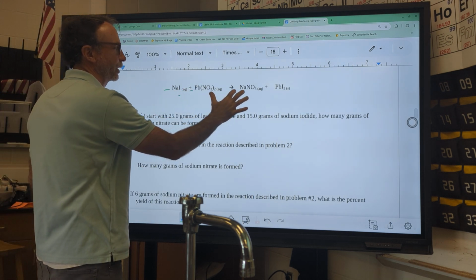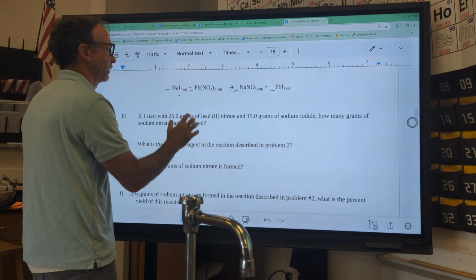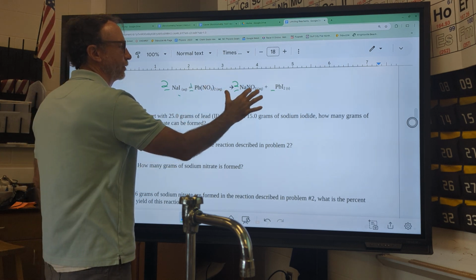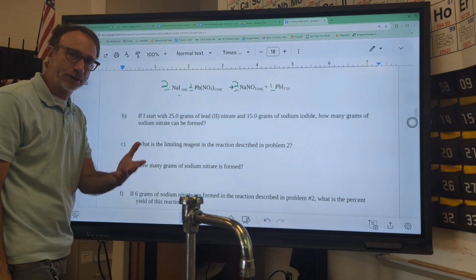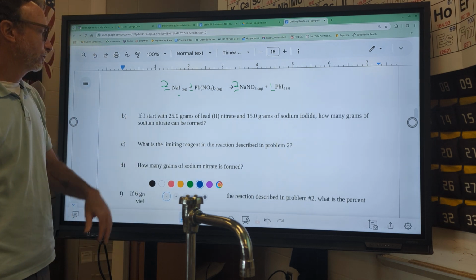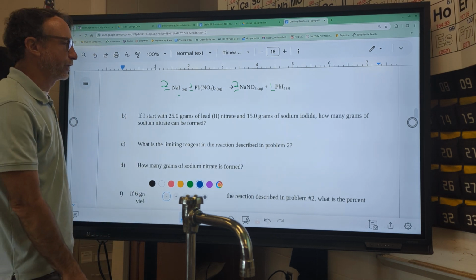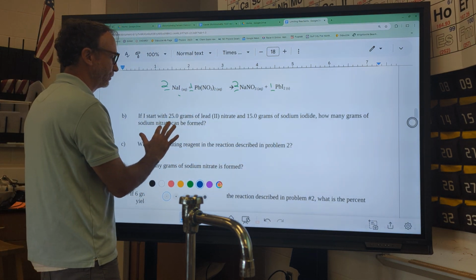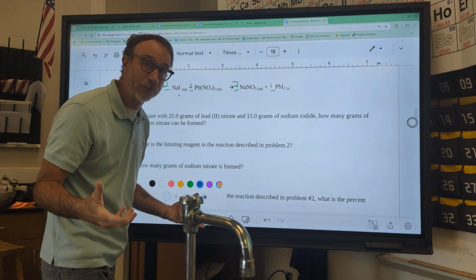First thing we do, we're going to balance it. We need a 2, and we're going to need a 2, and I believe we're done here. All right, so it's balanced. If I start with 25 grams of lead 2 nitrate and 15 grams of sodium iodide, how many grams of sodium nitrate could possibly be formed?